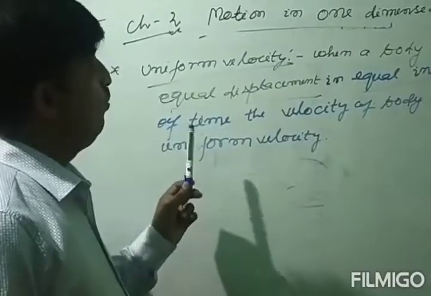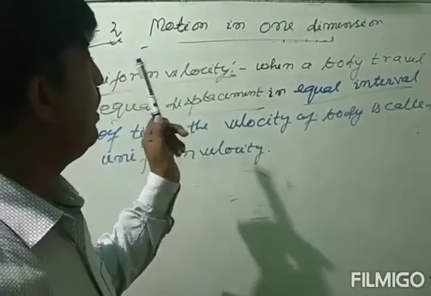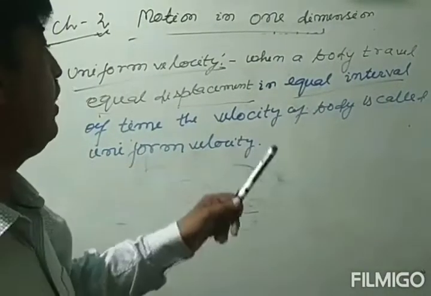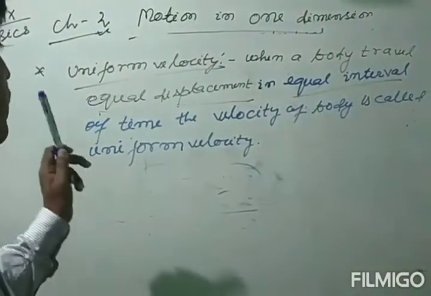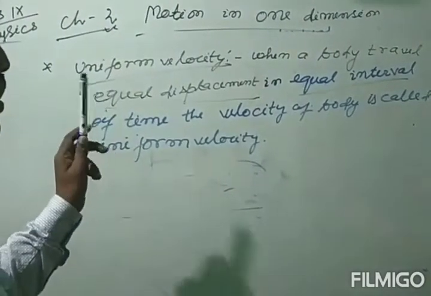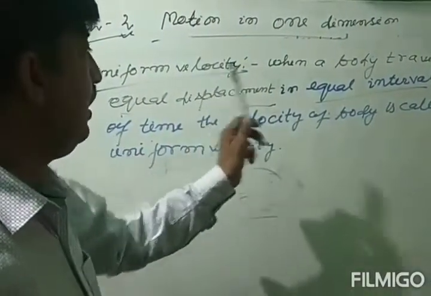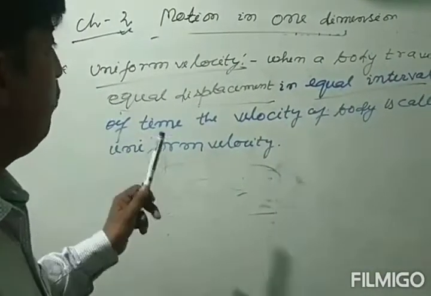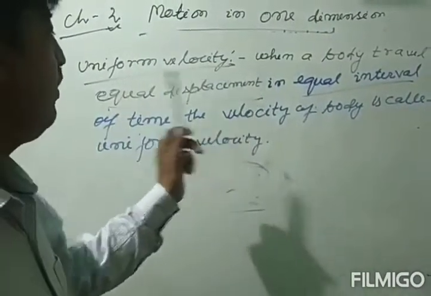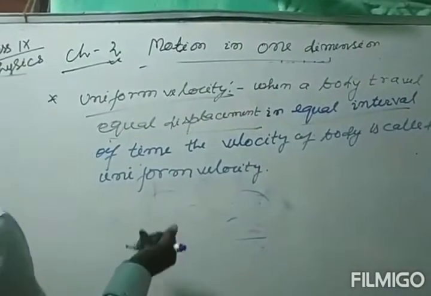We can give another definition of uniform velocity. When a body travels equal distance in equal interval of time in a particular direction, then the velocity of body is called uniform velocity. So we can give two definitions. First, when a body travels equal displacement in equal interval of time, or when a body moves equal distance in equal interval of time in a particular direction, then the velocity of body is called uniform velocity.